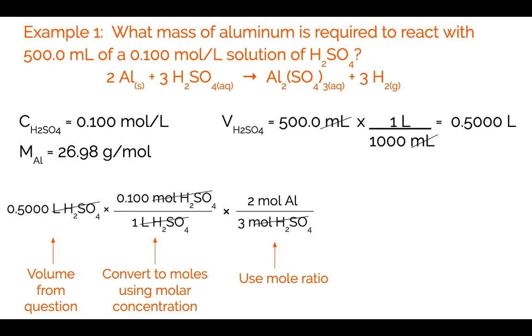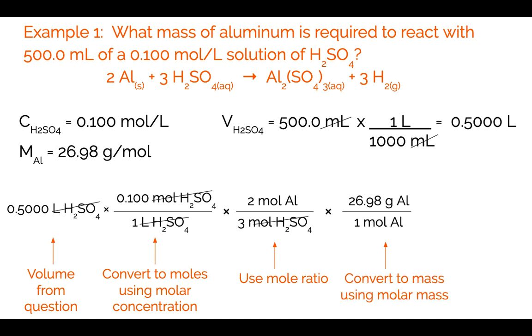We're now at moles of aluminum. The question asked us for mass. So we're going to use our molar mass, 26.98 grams of aluminum for every 1 mole. So moles cancel, we're left with grams, and we get an answer of 0.899 grams of aluminum.